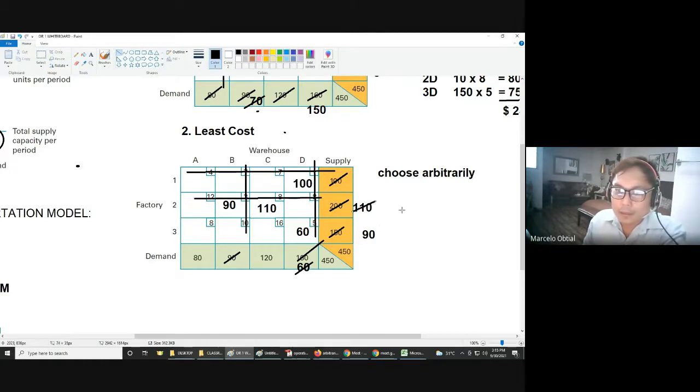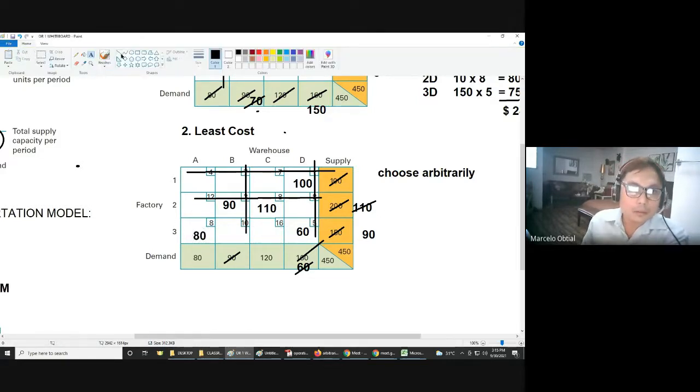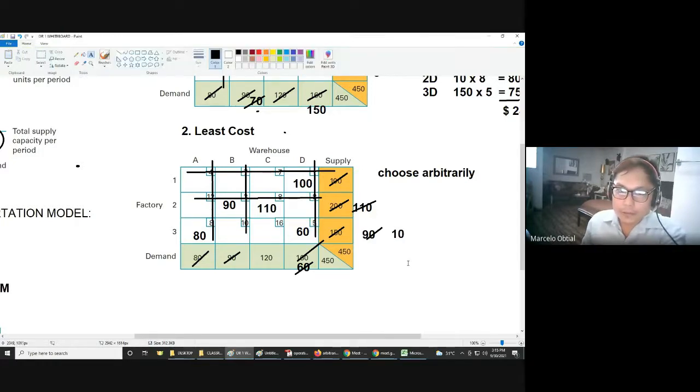Okay, 0. So, ang next na lowest cost, wala tayong choice ito, no? Between 90 and 80, you can only put 80. Okay? 80. Cross this out. So, 0. So, maiwan dito, 10. Don't have any choice.